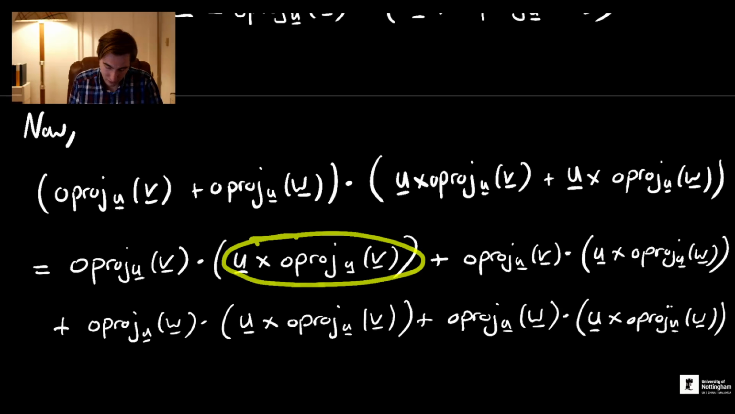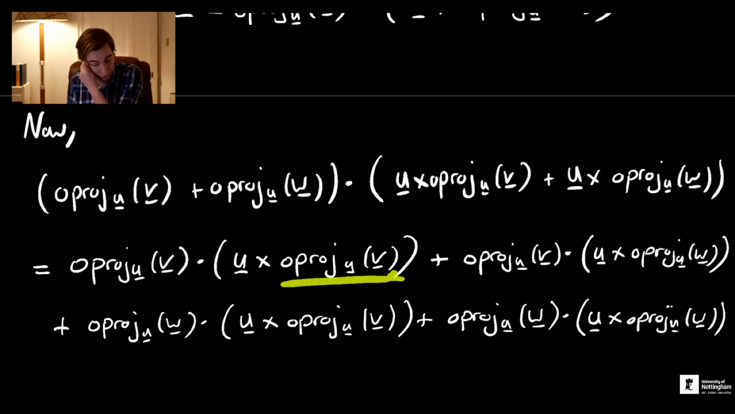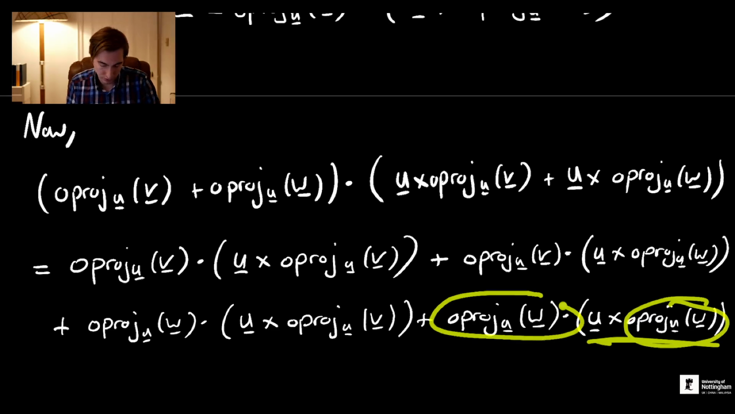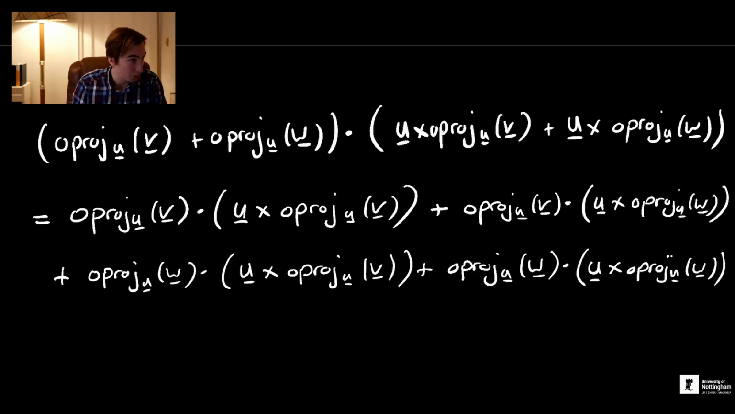Okay, now we immediately spot that this first term must be 0, because by definition we have a vector that is orthogonal to the orthogonal projection of V onto U, and if we've got a vector that's orthogonal to that vector, then the dot product is 0. By a similar argument this last one must also equal 0, because the vector that we get here must be orthogonal to this one. So what we're left with are those two remaining terms.